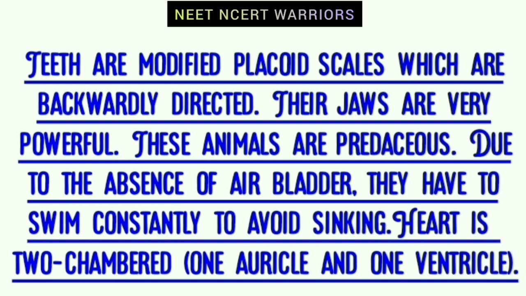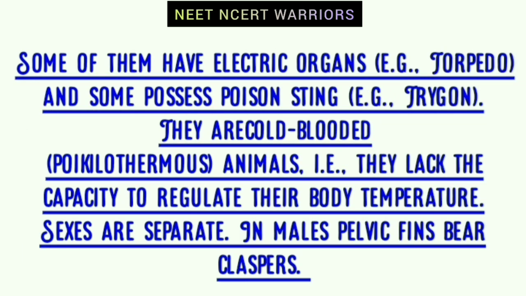These animals are predaceous. Due to the absence of air bladder, they have to swim constantly to avoid sinking. Heart is two-chambered, one auricle and one ventricle. Some of them have electric organs, example, Torpedo, and some possess poison sting, example, Trygon. They are cold-blooded, poikilothermous animals, that is, they lack the capacity to regulate their body temperature.